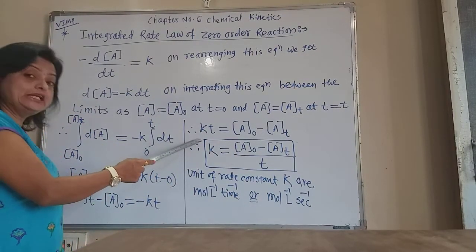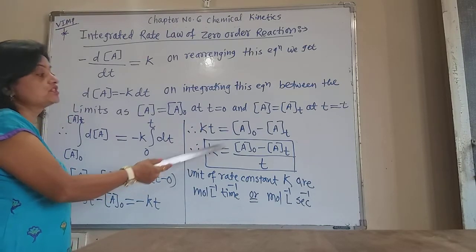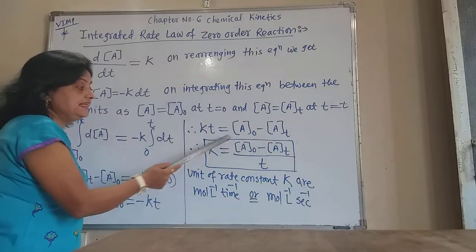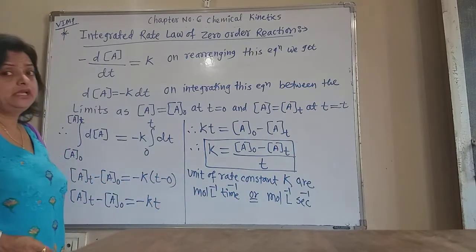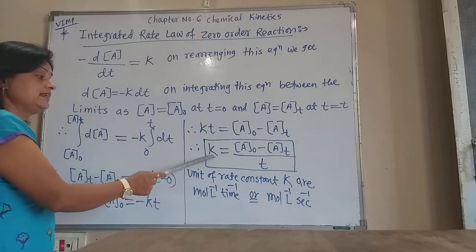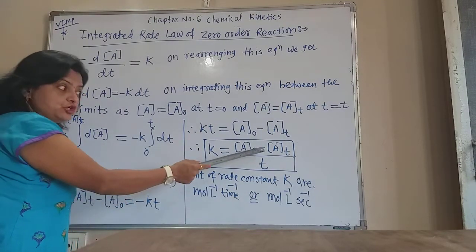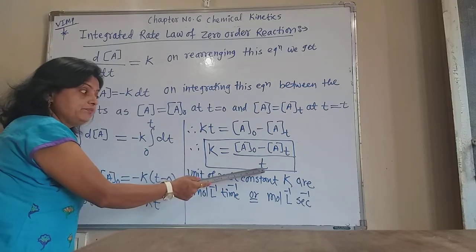If we have to calculate here the rate constant K, then the equation becomes K is equal to A0 minus At divided by time t. If we want to calculate time t, then that equation becomes time t is equal to A0 minus At divided by K.